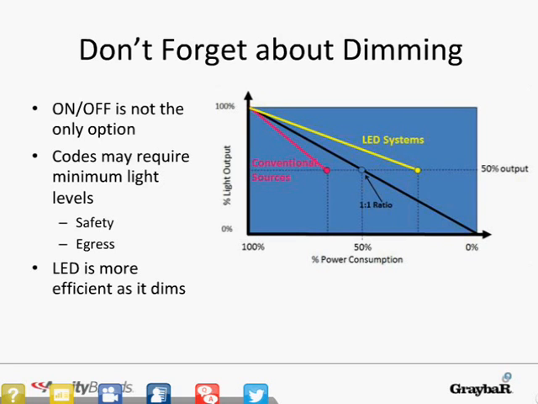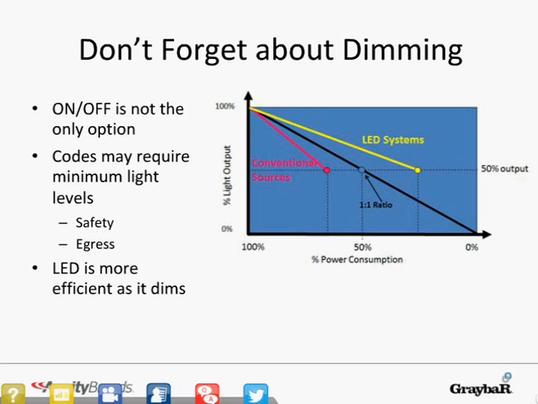The curious thing about LED is the fact that they become more efficient as they dim. And that's not the case with fluorescent or really any other type of lighting out there. So if you dim a fluorescent fixture to 50% light output, you're not saving 50%. In fact, that fluorescent fixture is still consuming about 75% power while only providing 50% light. Well, the reverse is true for LED. 50% light output is achieved at 40% power consumption. That's why it's so popular to dim LED fixtures.